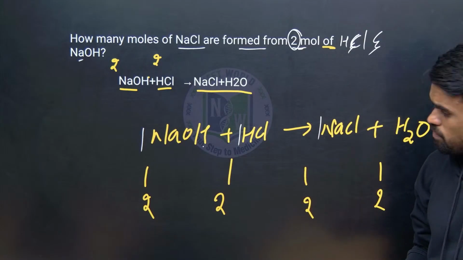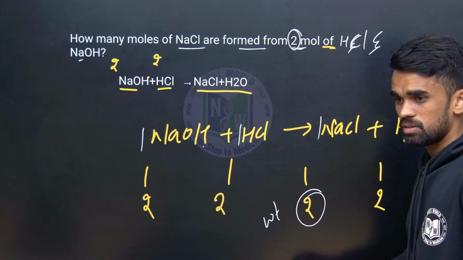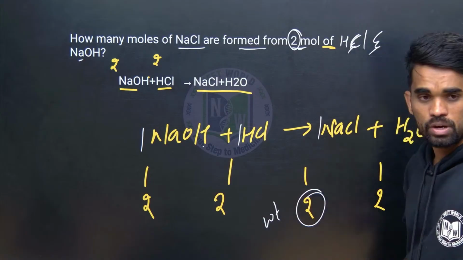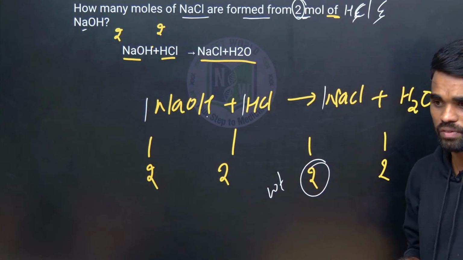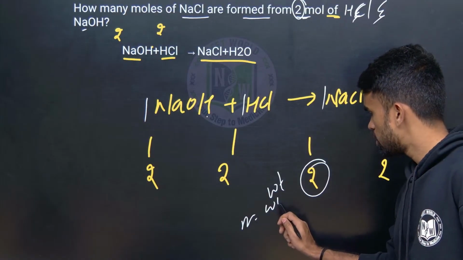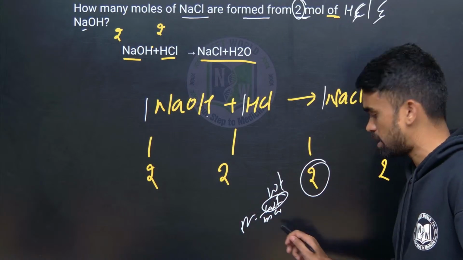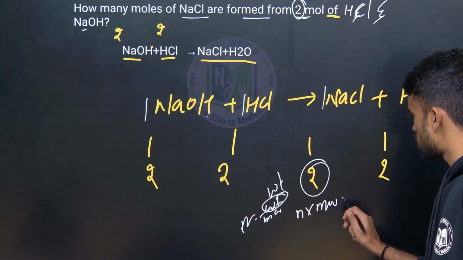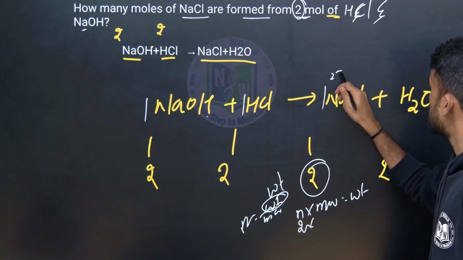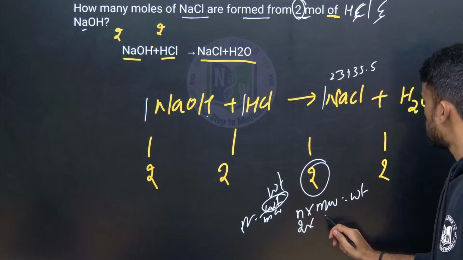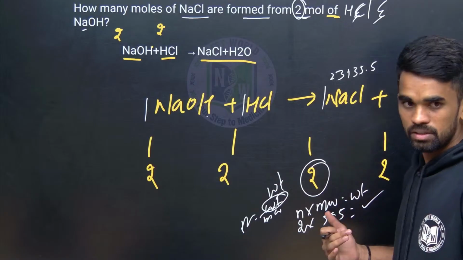Easy only, na? Now instead of asking how many moles of NaCl formed, they simply ask what is the weight of NaCl formed. Tell me, how can we do? We got moles now. Convert moles into weight. Number of moles equals weight by molar mass. So we want weight, it means send this molar mass to this side. Number of moles into its molar mass gives weight. Number of moles is 2, and its molar mass is 23 plus 35.5, so it is 58.5. That will give us the weight of NaCl formed. Is that clear or not?